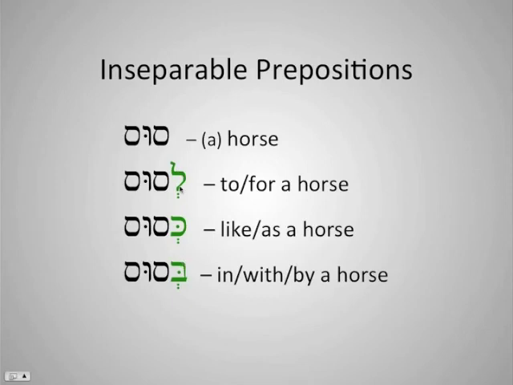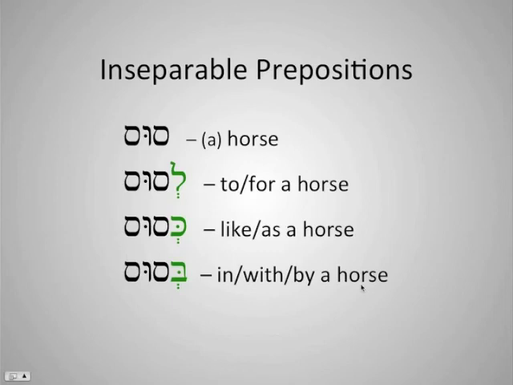Now the lamed, when it's prefixed, again, translates to the word to or for. So when we string this together, it's actually a phrase. La-sus becomes to or for a horse. Then we could have the prefix kaf, which by itself or as a prefix means like or as. So when we have ka-sus, our translation is like or as a horse. And then we can have the prefix bet, which means in, by, or with. So ba-sus means in, with, or by a horse.